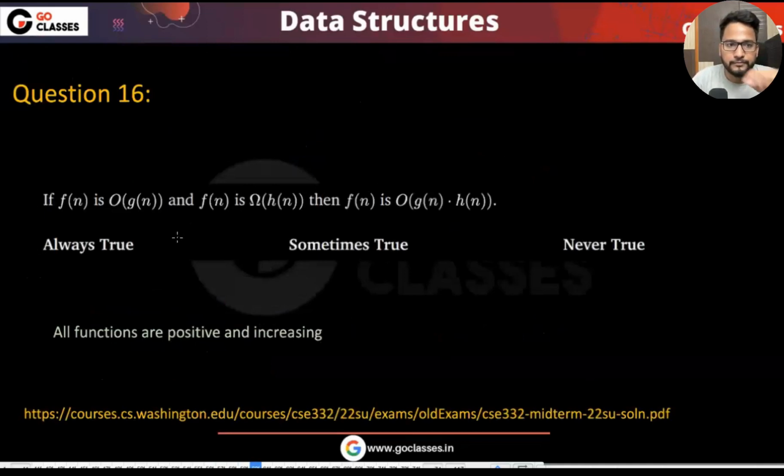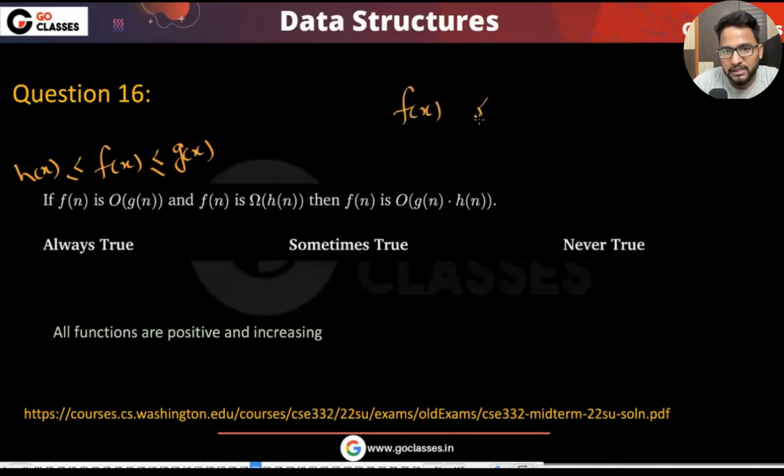Let's see this. Fn is lesser than or equal to gn, and fn is greater than or equal to hn. That is what is given. Then fn is lesser than or equal to gn into hn. Okay, this is a bigger function.